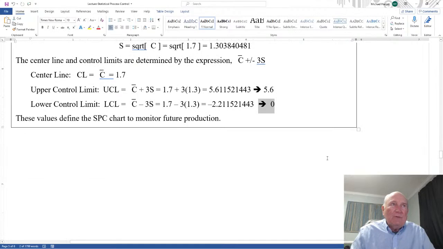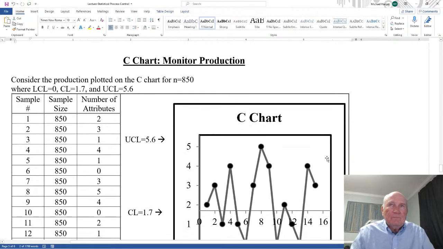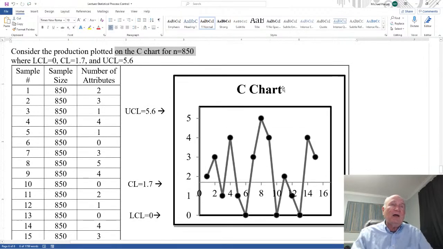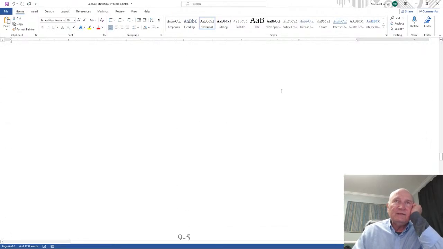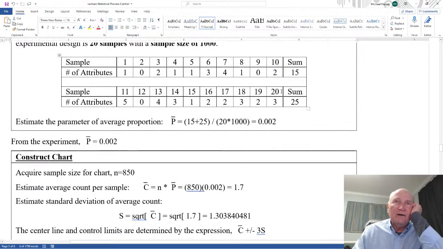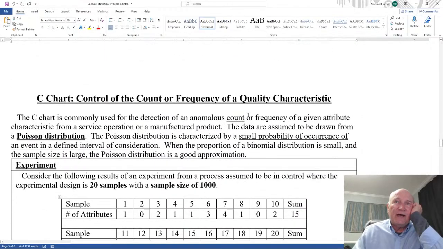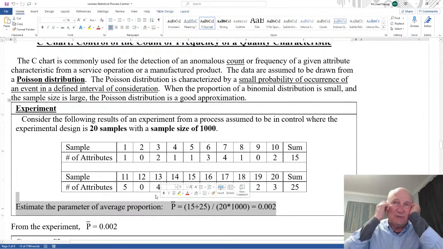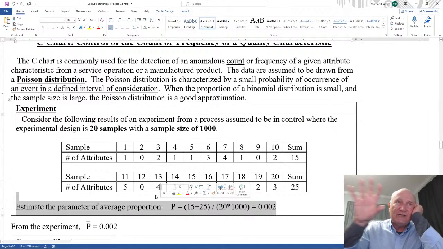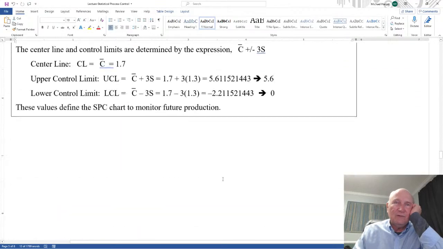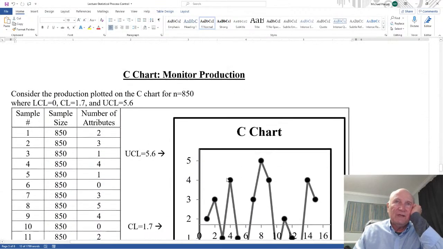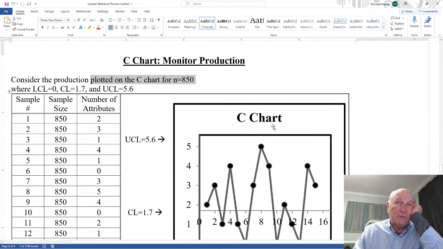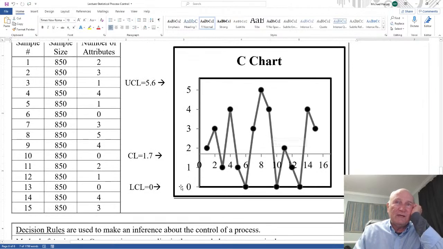Okay, now we move on to monitor production. Here's our 850 again, and the same thing applies as we did before with the sample sizes. So up here, this sample size of 1,000 here for 20 samples. So I have 20,000 measurements in this experiment. That sample size was to estimate the parameter with the smallest amount of variance as possible. This sample size of 850 is for production. Okay, and here's my 0.